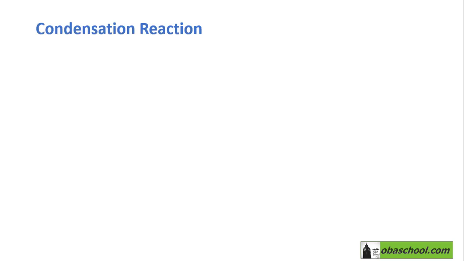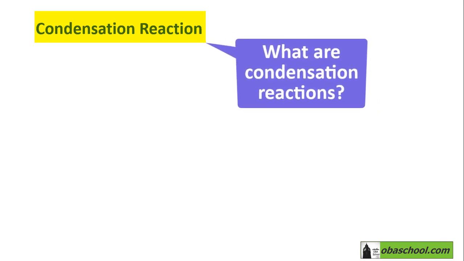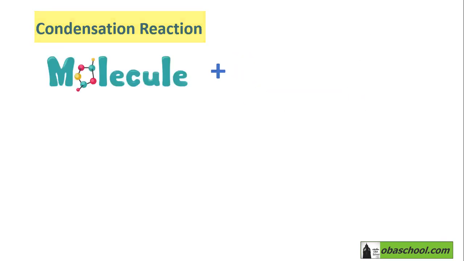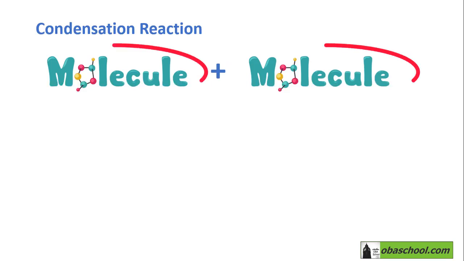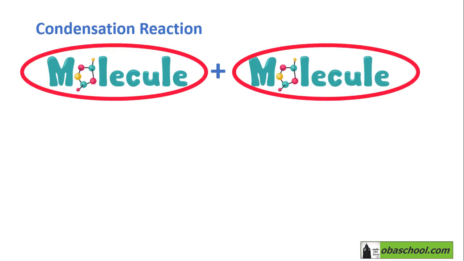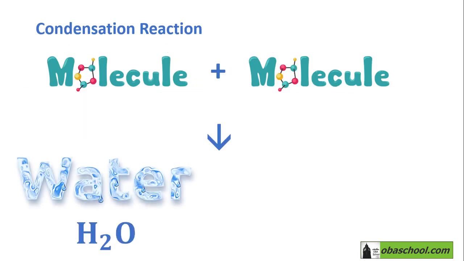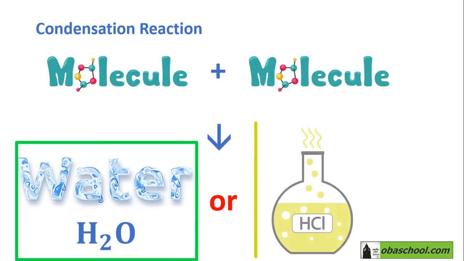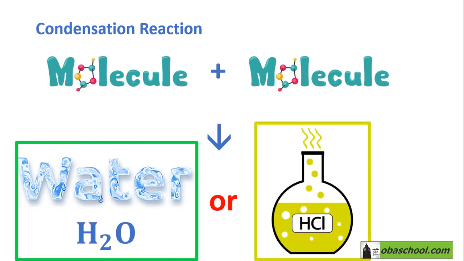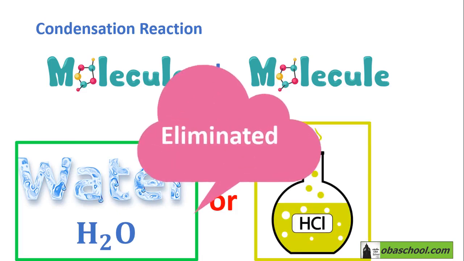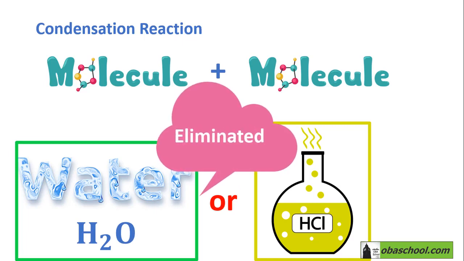Now we're gonna discuss what a condensation reaction means. Well, a condensation reaction occurs when two molecules react together and usually small molecules like water or hydrogen chloride, which is HCl, are eliminated at the end of the reaction of these two molecules.